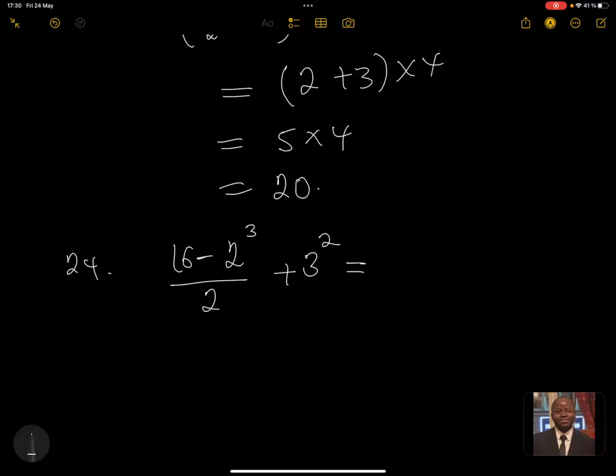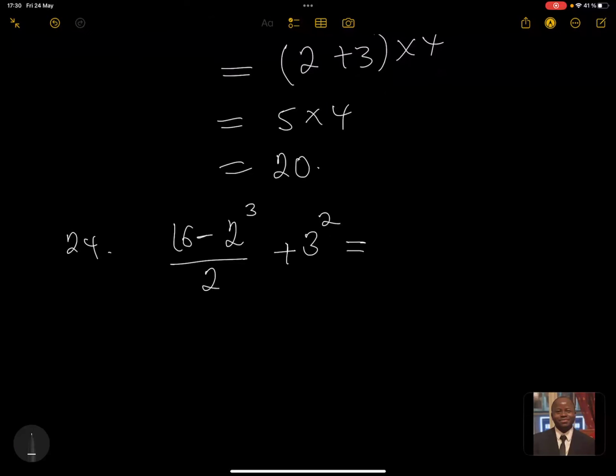So you have division here, you have addition here, then you also have exponent. Okay? So we deal with exponent always after the parentheses. There's no parentheses, so I can deal with exponent. 16 minus 2 cubed. 2 to the power 3 is 8. We have done this several times today.